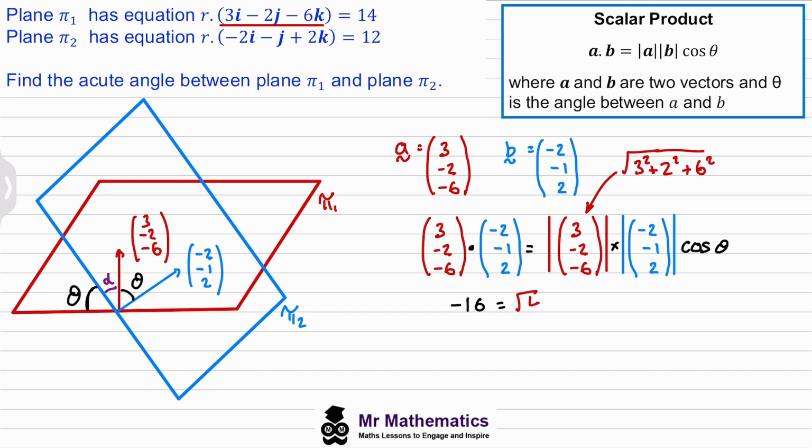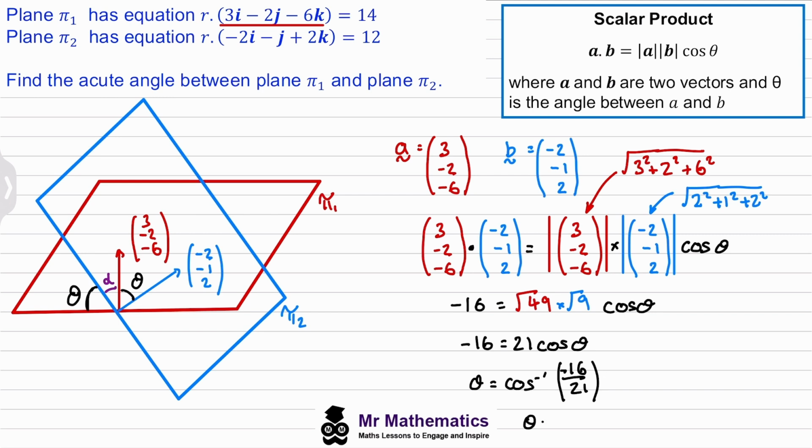So we get the square root of 49 multiplied by the square root of 9 times the cos of theta. We know this will be 7 times the 3, so we'll get negative 16 equals 21 cos theta. And then we'll take the arc cos of both sides. So we'll get theta is approximately 140 degrees to the nearest degree.